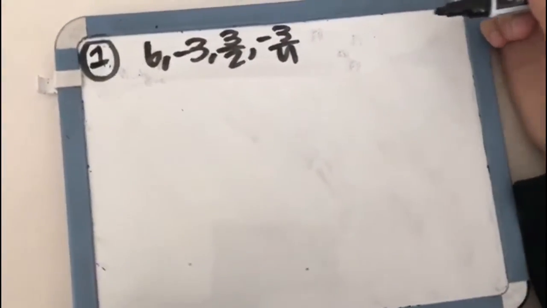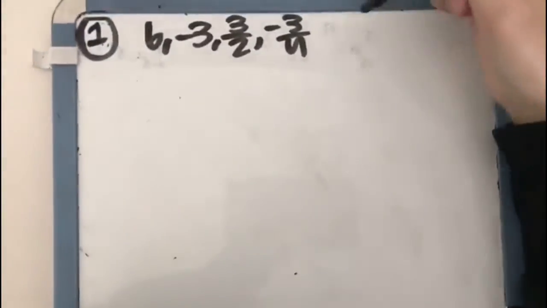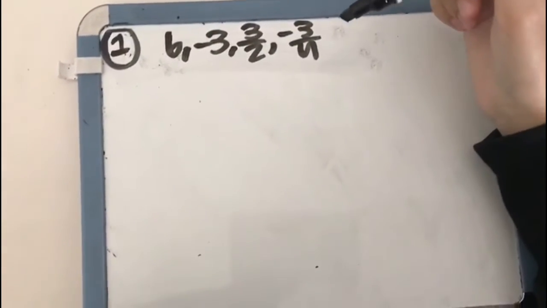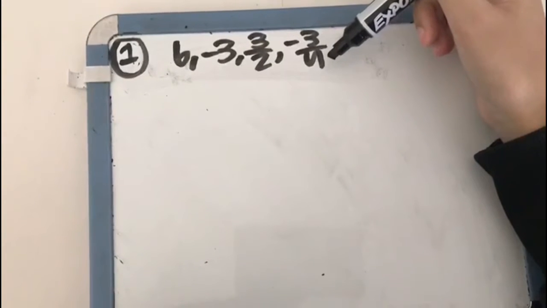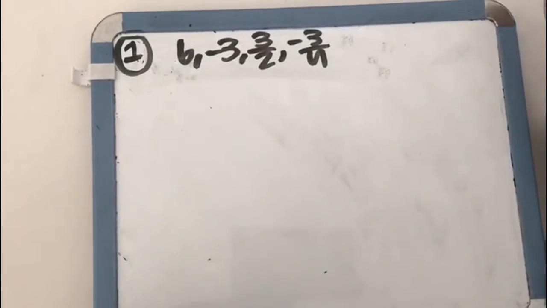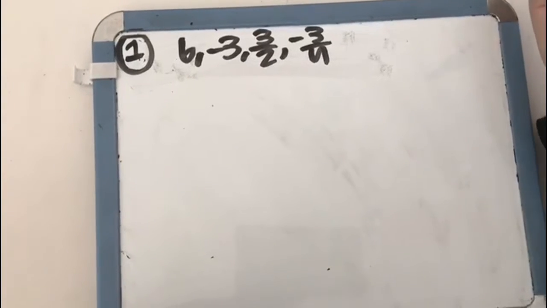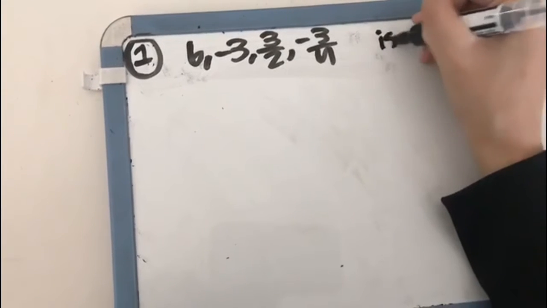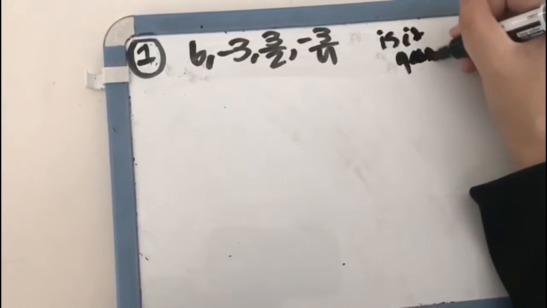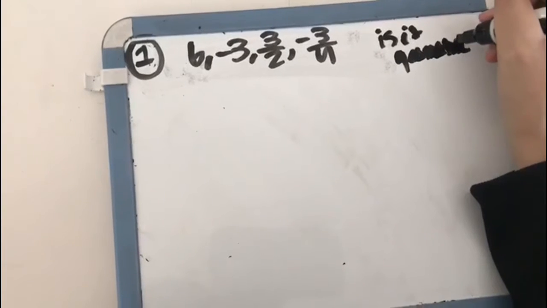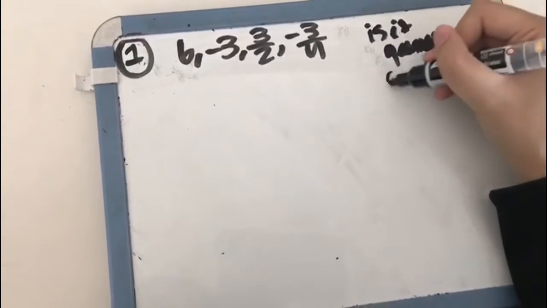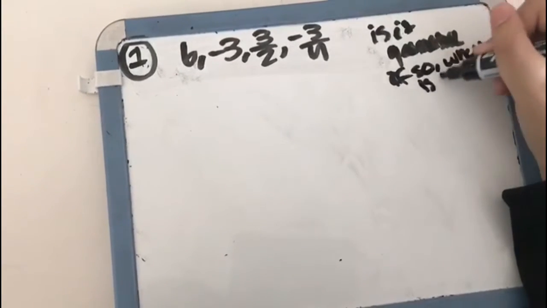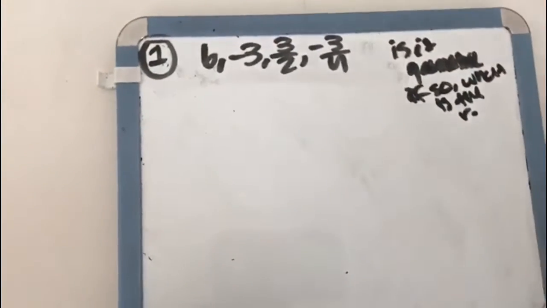Okay, this is the first problem of this topic, and it includes a sequence. We have to see if it's geometric or not. So, is it geometric, and if so, what is r, the common ratio?